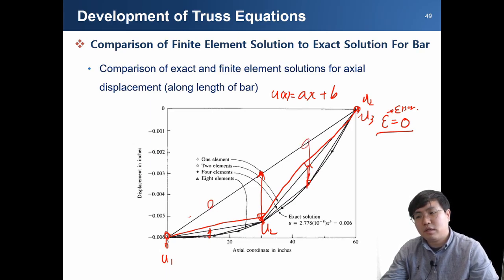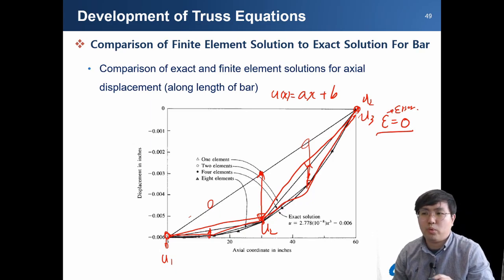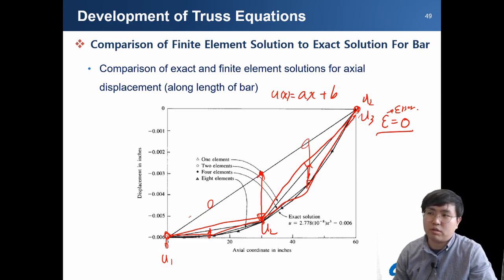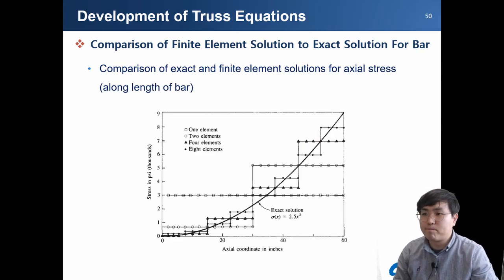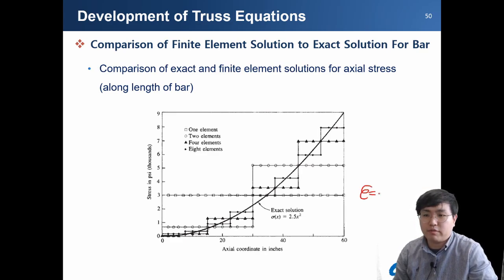If I want to reduce this error further, the next way is using more elements. In this way we can have very small errors compared to our exact solution. This is an approach to obtain a good solution using FEM simulation techniques. And in this way, inside each element we obtain a constant strain value.